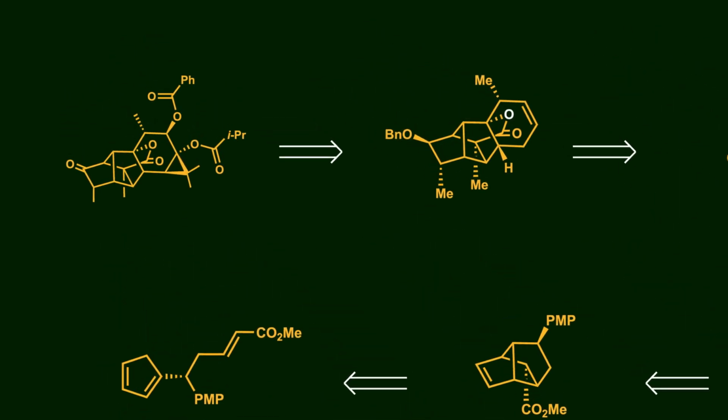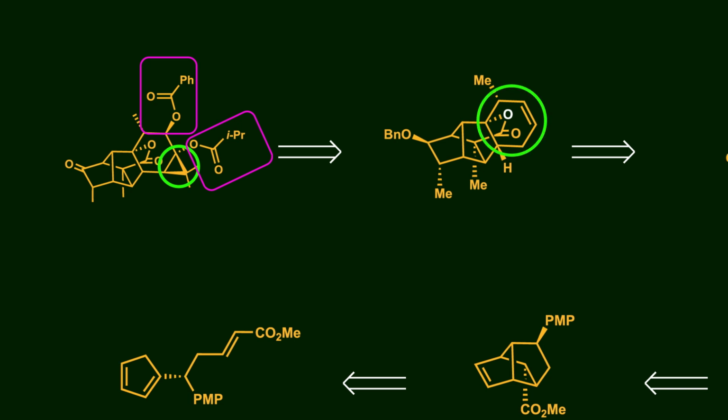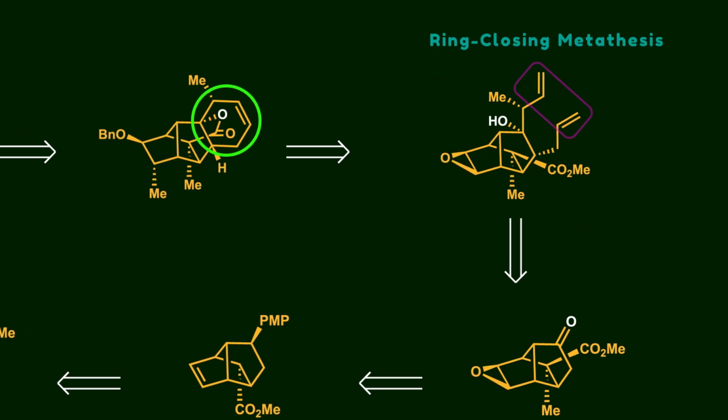Now let's analyze the retrosynthetic pathway. The target molecule can be generated from this intermediate through several functional group interconversions, including a diastereoselective cyclopropanation. The 6-membered ring in this compound can be formed via a ring-closing metathesis reaction, and the lactone functional group can be introduced through a lactonization reaction from the corresponding alcohol and ester moieties.